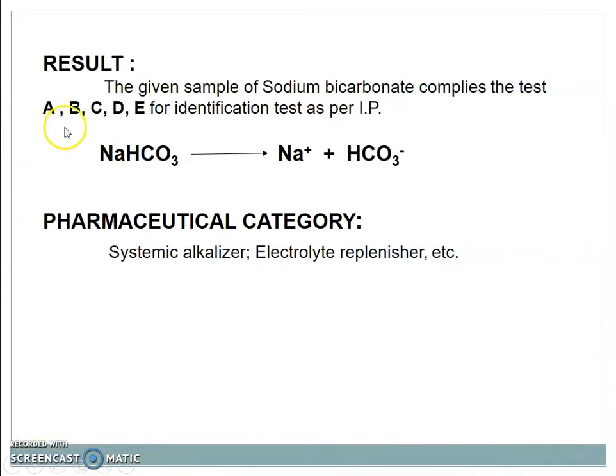Now the result: the given sample of sodium bicarbonate complies with tests A, B, C and D for identification test as per Indian Pharmacopoeia. On ionization, sodium bicarbonate gives sodium ion plus bicarbonate ion, HCO3 minus. And the pharmaceutical category is systemic alkalizer, and it also acts as an electrolyte replenisher.